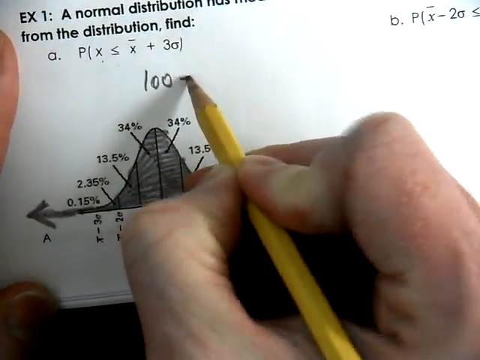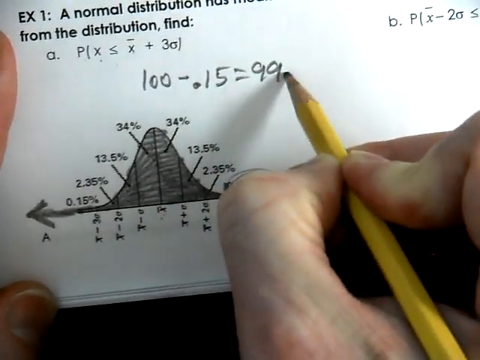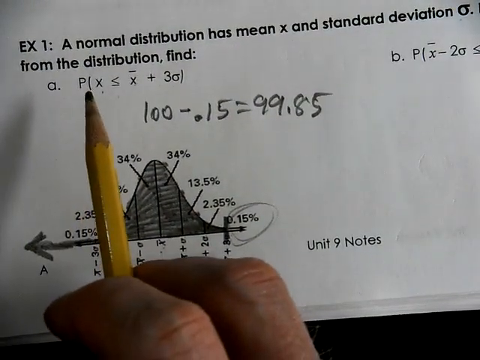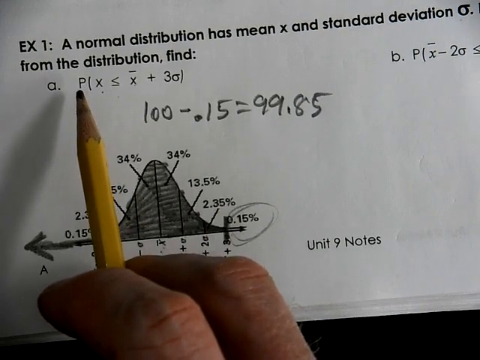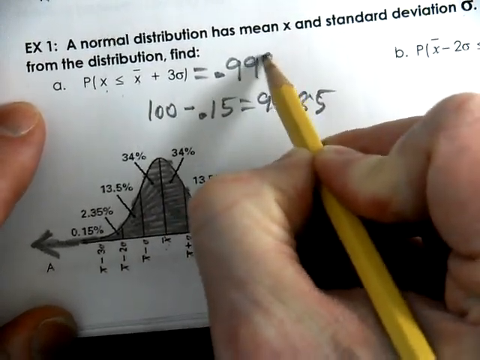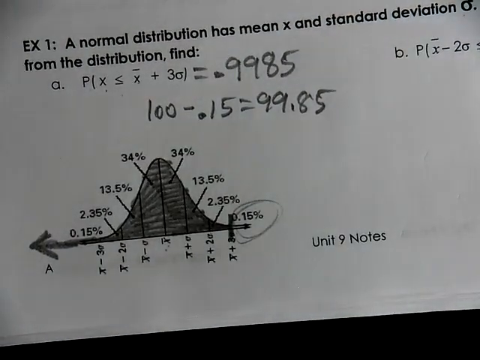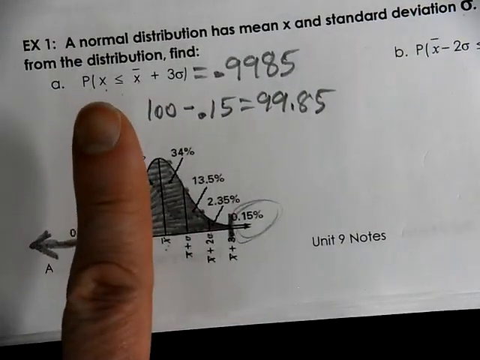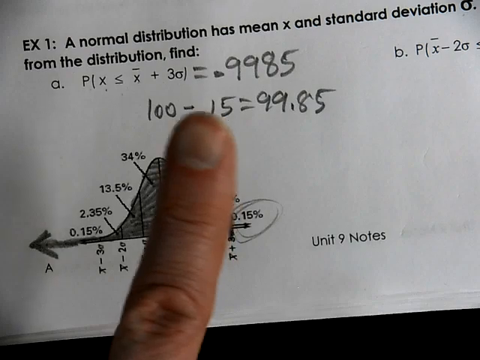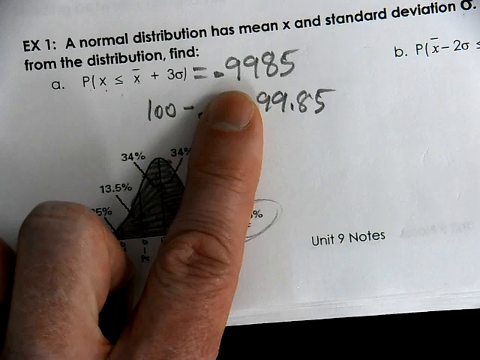So 100 minus the 0.15% would be 99.85. Now notice that this is talking about P for probability, so our best answer should be a number between 1 and 0. So 0.9985. If it's asking for the probability of x being that value, we want to give our answer as a value between 0 and 1.